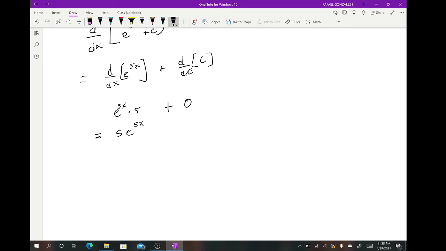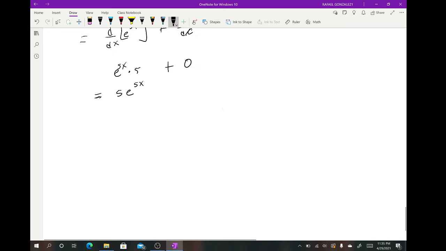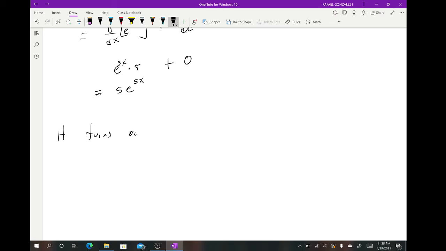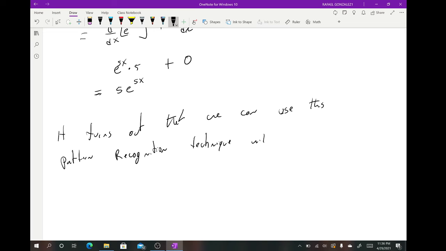Again, this is the so-called pattern recognition. So it turns out that we can use this pattern recognition technique with the constant multiple rule.